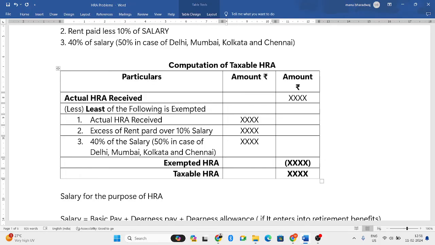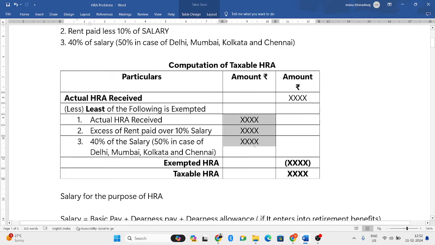The second point says the excess of rent paid over 10% of salary. So the rent paid minus 10% of salary, whatever difference comes, that is the second exemption. The third one is 40% of the salary or 50% of the salary. Suppose he has taken a rented house in Delhi, Mumbai, Kolkata or Chennai, 50% of the salary will be considered for exemption. If he is staying in another state or union territory apart from Delhi, Mumbai, Kolkata and Chennai, 40% of the salary will be considered for exemption.